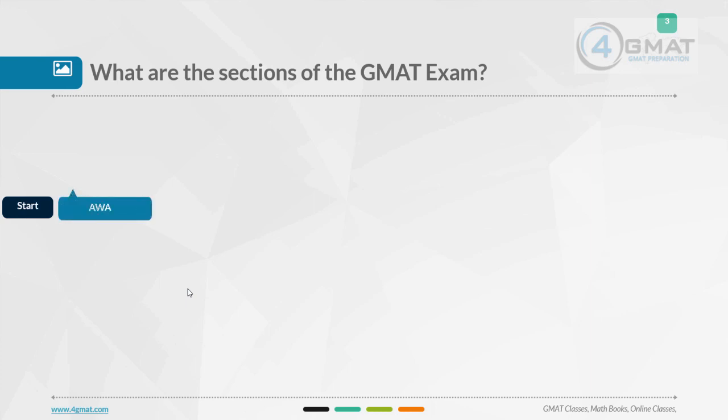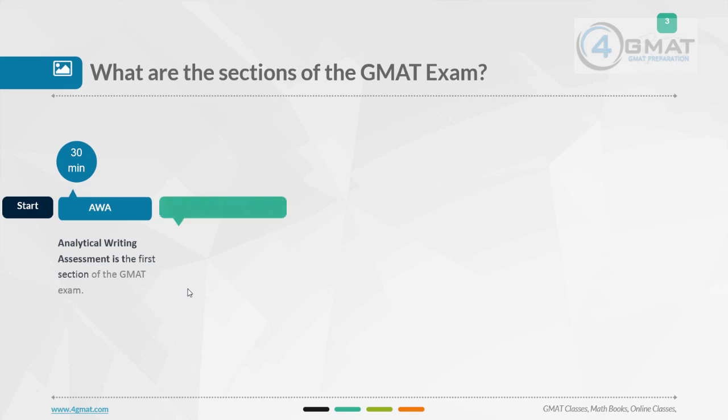The first section of the GMAT is the Analytical Writing Assessment section. It lasts a duration of 30 minutes. In this AWA section, you're expected to write an essay. This is followed by the Integrated Reasoning section. This section was introduced in the GMAT in July 2012. The duration of this section is 30 minutes. At the end of these two half-an-hour sessions, you get an option to take a break for 8 minutes.